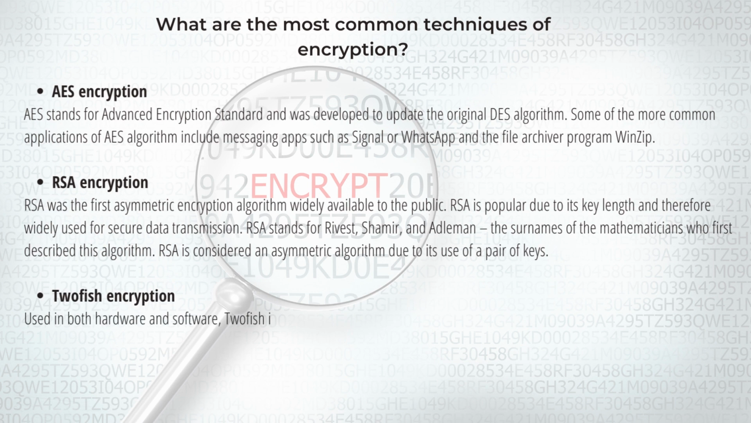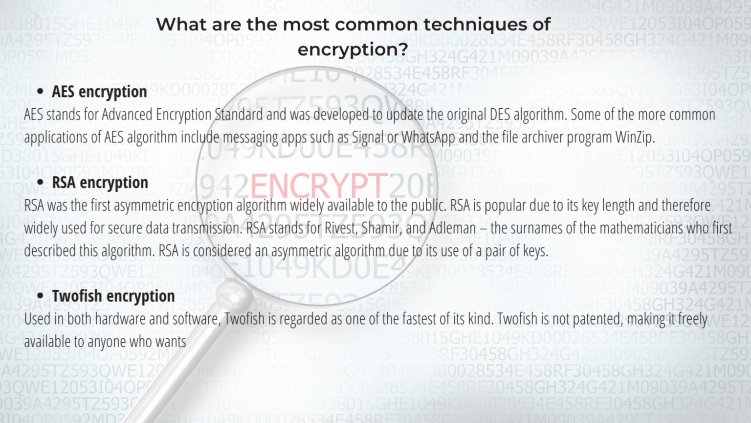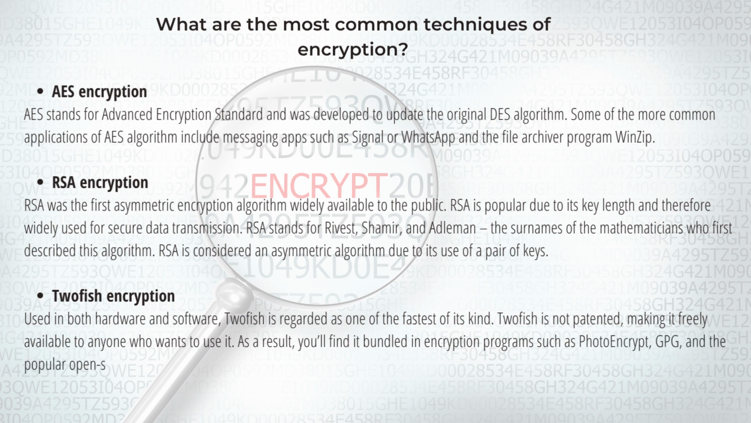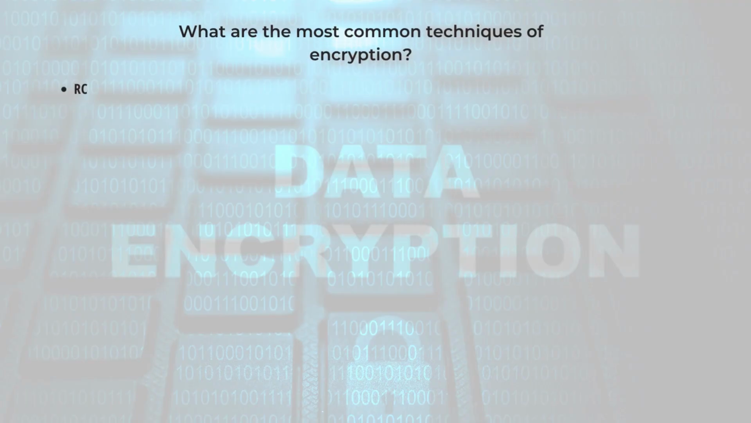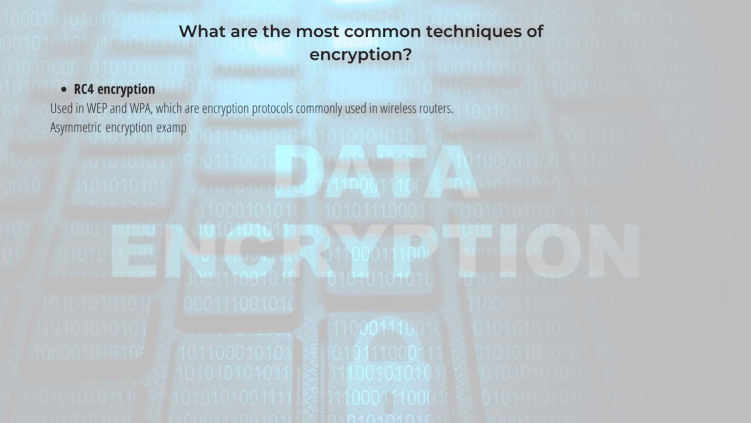Twofish encryption. Used in both hardware and software, Twofish is regarded as one of the fastest of its kind. Twofish is not patented, making it freely available to anyone who wants to use it. As a result, you'll find it bundled in encryption programs such as PhotoEncrypt, GPG, and the popular open-source software TrueCrypt. RC4 encryption. Used in WEP and WPA, which are encryption protocols commonly used in wireless routers.